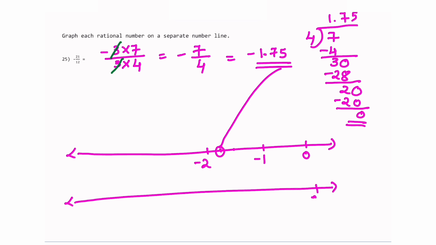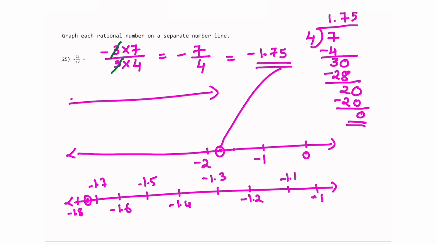So let's say this is minus 1, minus 1.1, minus 1.2, minus 1.3, minus 1.4, minus 1.5, minus 1.6, minus 1.7, minus 1.8. So 7.5, this would be here, right? Or even further, even further. Yes, even further. You heard me right. So it's minus 1.7, minus 1.71, minus 1.72, minus 1.73, minus 1.74, minus 1.75.